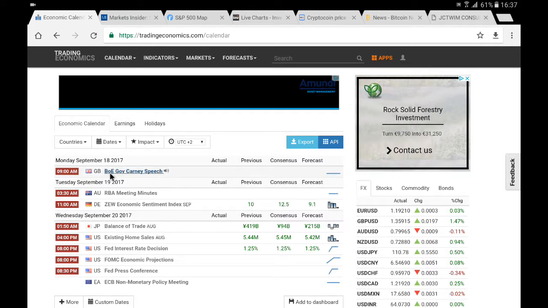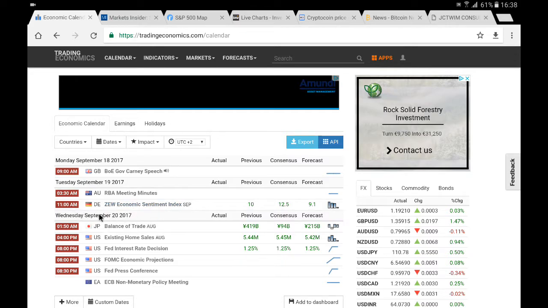BOE, that's the Bank of England. The governor, Mr. Mark Carney, is gonna give a speech after what happened last week. So that's his following speech about the monetary policy over here. Next day, that's Tuesday, September the 19th of 2017, over here we are going to Australia for the RBA meeting minutes. That's the Reserve Bank of Australia meeting minutes. And next in Germany, we have the ZEW economic sentiment index for September.